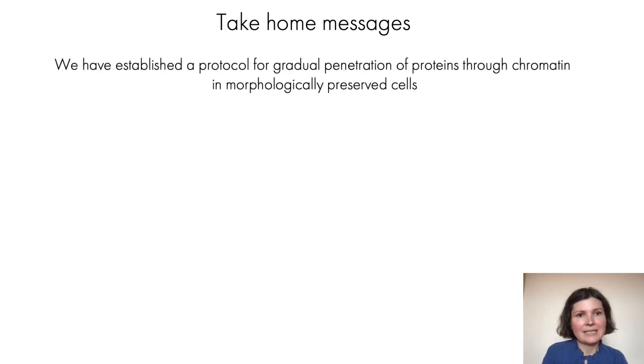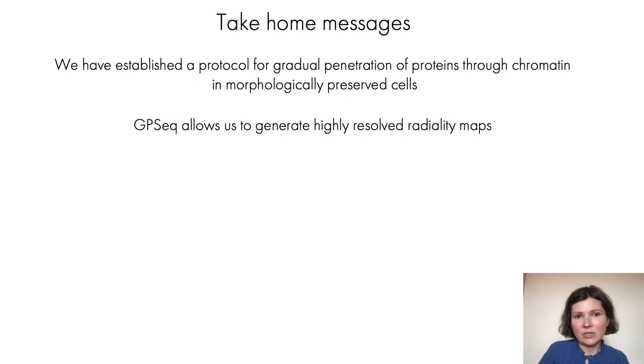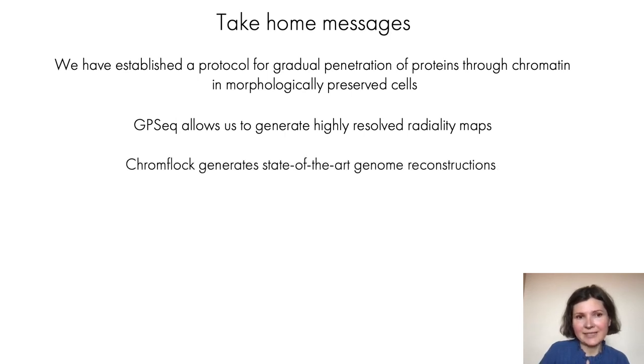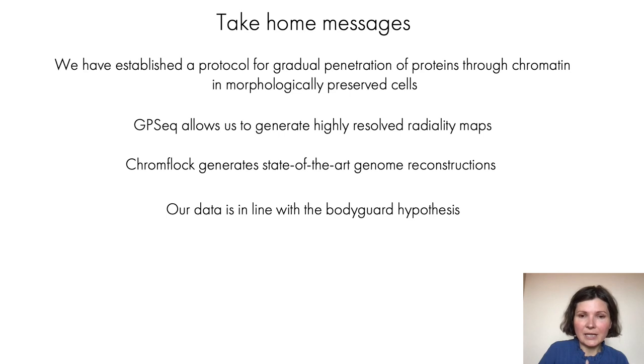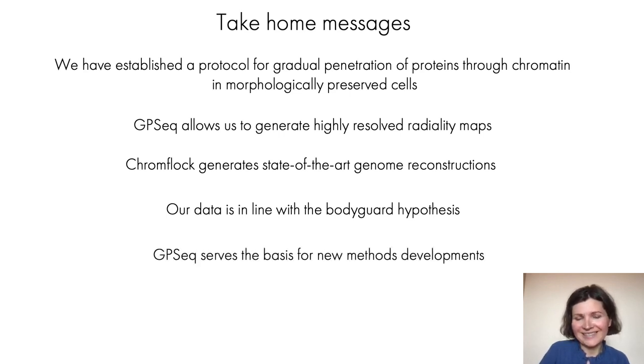And with this, I summarize my talk, giving you some take-home messages. We have established a protocol for gradual penetration of proteins through chromatin in morphologically preserved cells. I showed you this for restriction enzymes, but we tested also antibodies, and that works really well. GPSeq allows us to generate highly resolved radiality maps. ChromFlock generates state-of-the-art genome reconstructions. Our data is in line with the bodyguard hypothesis, and GPSeq serves as the basis for new method developments, which is ongoing right now in the lab, so please stay tuned.